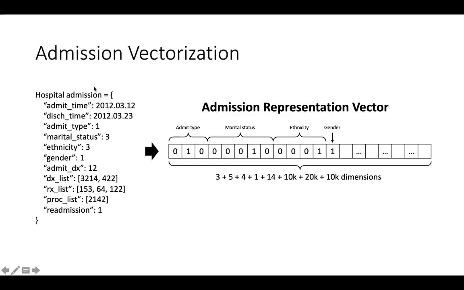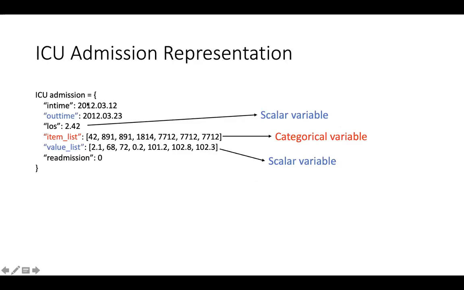So this was the hospital readmission prediction example. Because this is a hospital level thing, that is why we converted the hospital admission information into the vector form. But if we are to do the ICU readmission prediction, then we need to convert this ICU admission data structure, this information, into the vector form. We would do mostly the same thing.